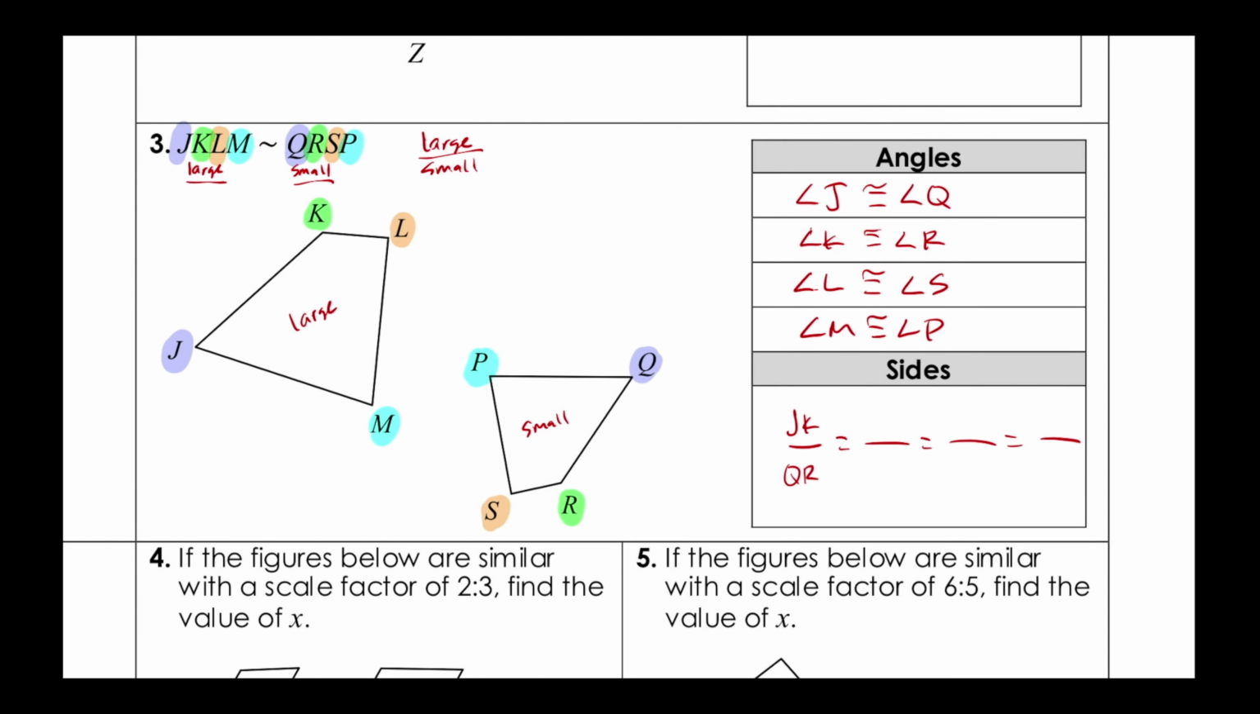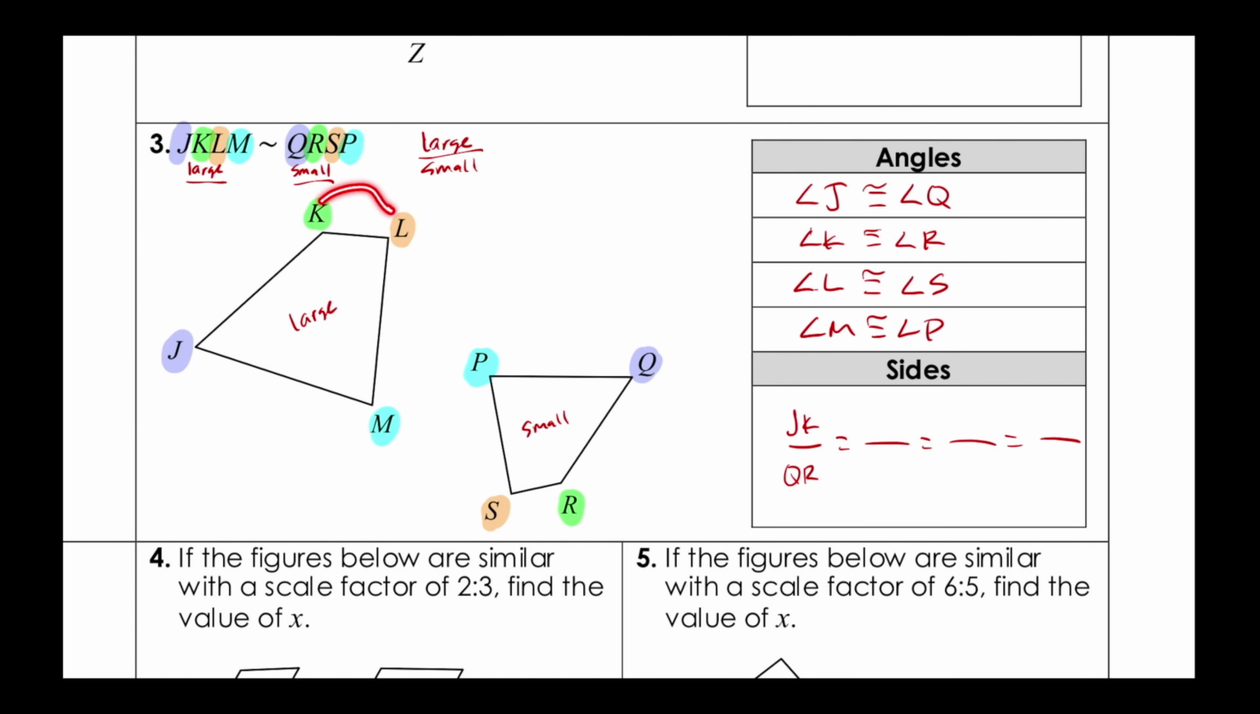QR. So JK matches the QR. That's my ratio. Large side over small side. All right, let's do the next one. Let's do green, orange. I like to go in a circle. I like to do this one first, and then this one next, and then this one next, and then that one last to get my 4 ratios.